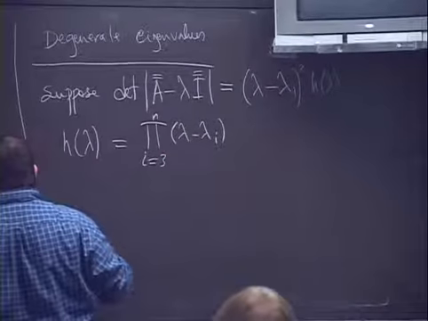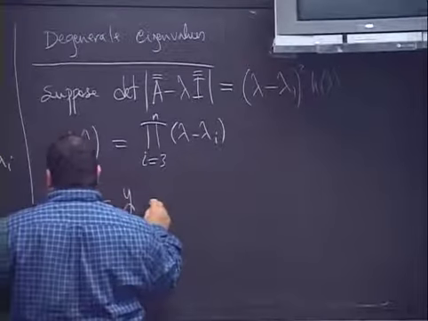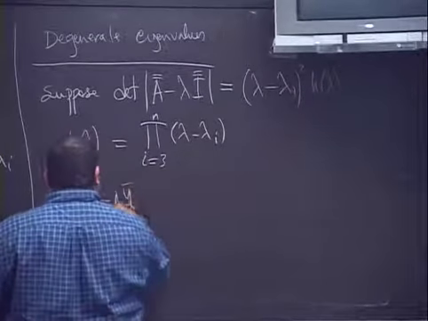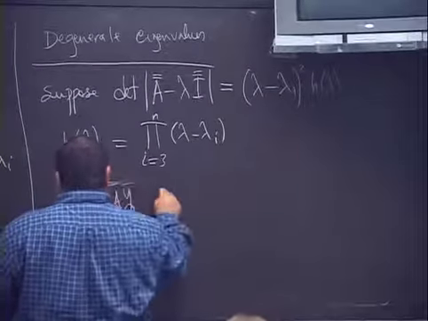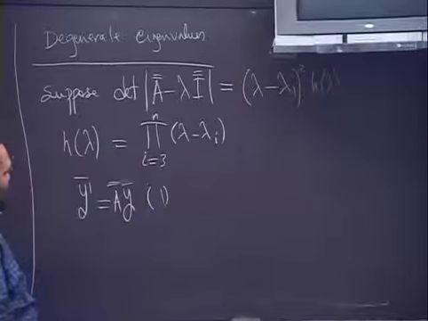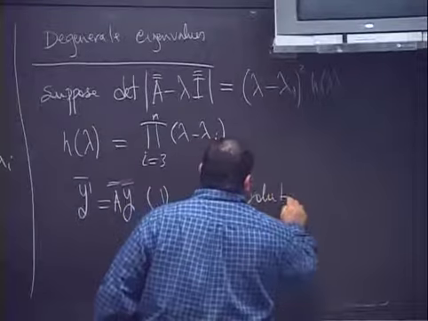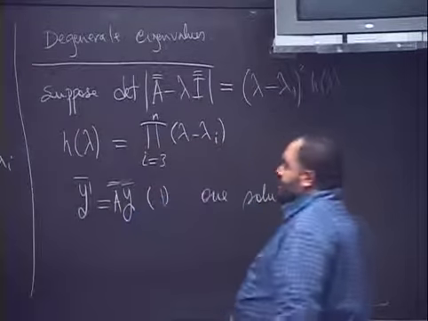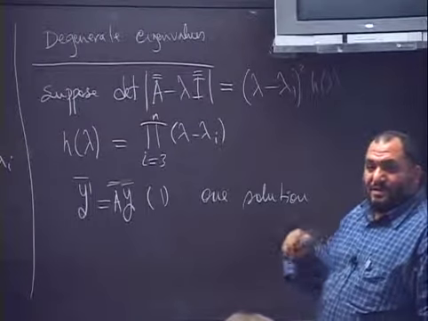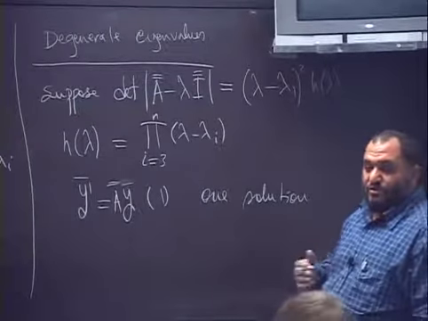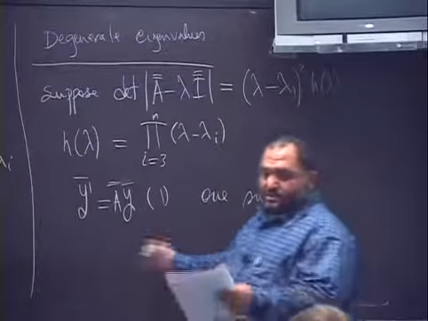So the solution will be y prime equal to A multiplied by y. This is one solution, only one solution. You remember last time we had one solution, e to the power of t, and the other solution will be t e to the power of t. So this is one solution.